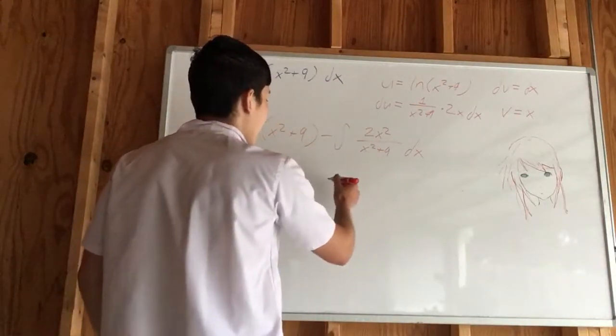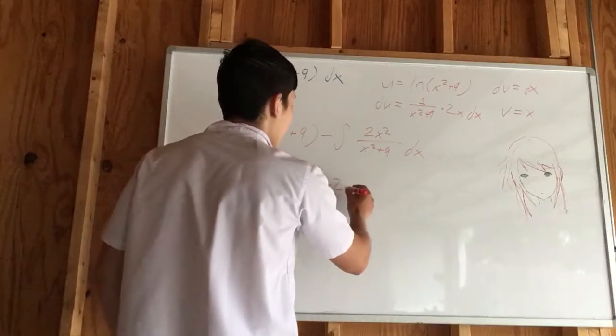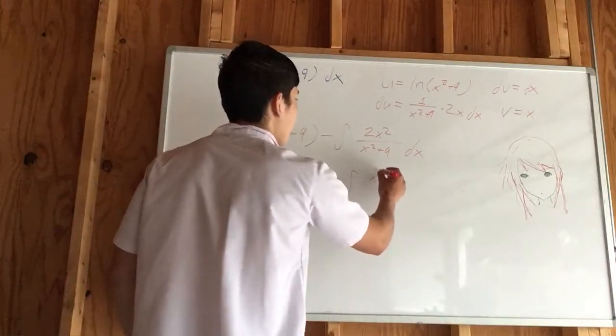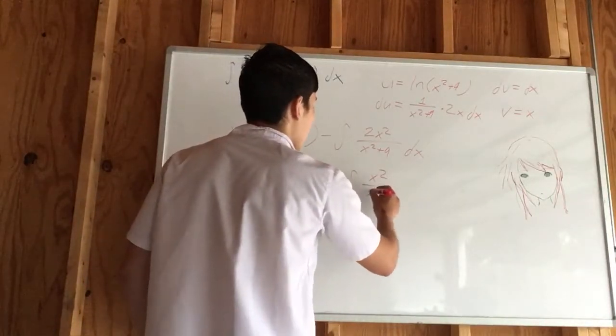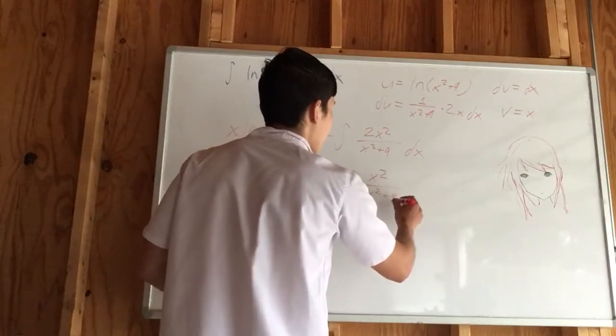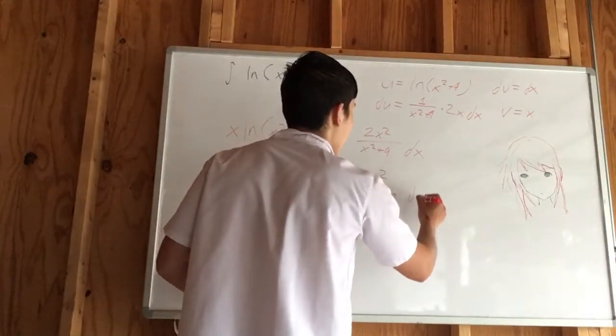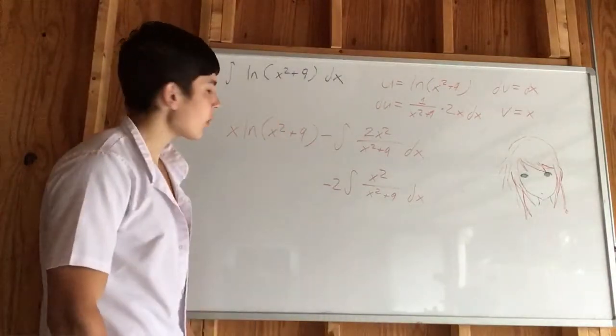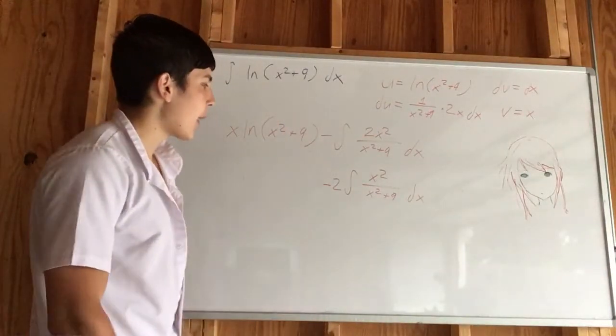So we could bring out the 2. We could do this. Bring out the 2. We're left with x squared over x squared plus 9 dx. What do we do now?